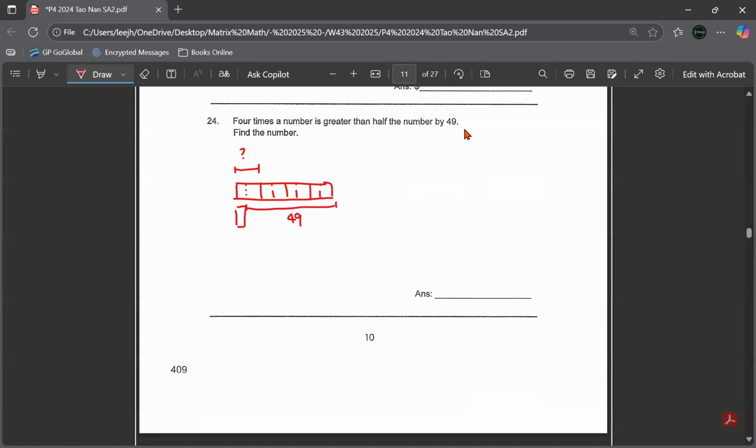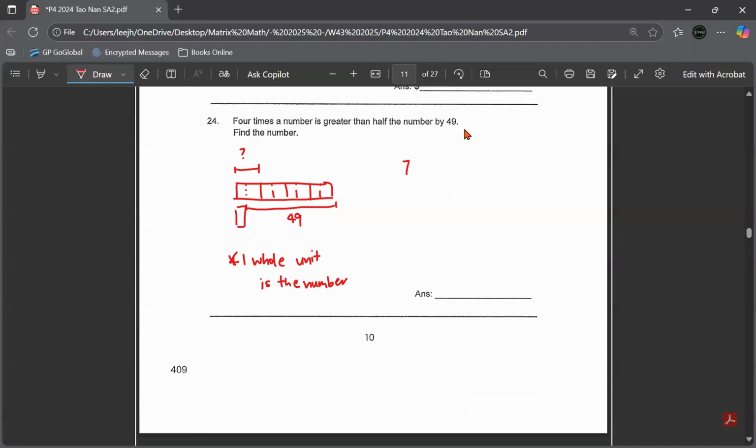Why is this the number? Because it is 4 times of a number, so the number must be 1 unit. Okay, I write here: 1 whole unit is the number. Not half a unit. Because 4 times the number is greater than half of that number by 49.